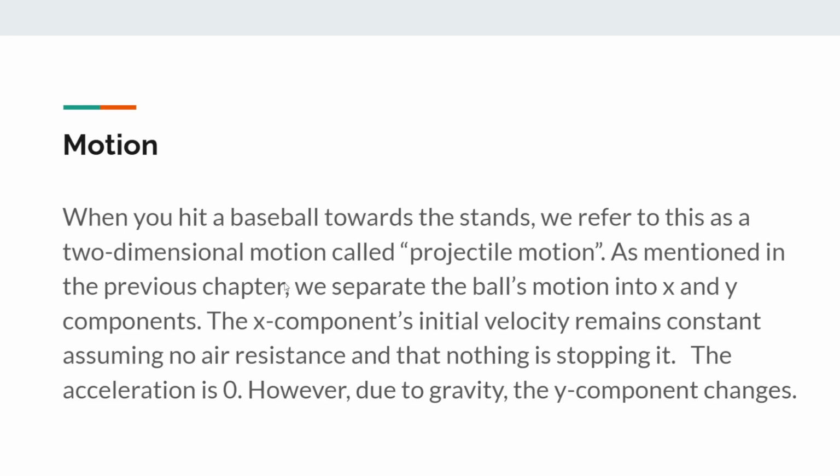As mentioned in the previous chapter, we separate the ball's motion into x and y components. The x component's initial velocity remains constant because when you hit the ball, it's going to go at a constant rate. Nothing is slowing the ball down, except air resistance technically. Let's say you throw a ball in a vacuum, which means there's no air molecules slowing it down. The x speed will always be the same.